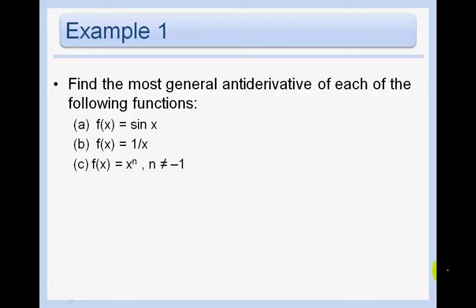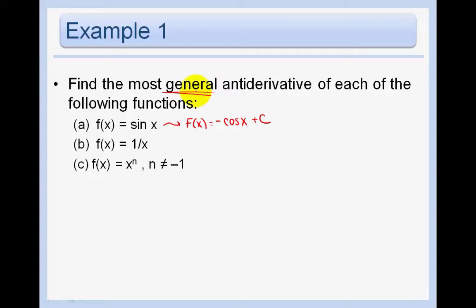Find the most general antiderivative of each of the following functions. So you just want to ask yourself, what function's derivative is sine? Well, you know the derivative of cosine is negative sine. So if we want to take the antiderivative, we better say negative cosine x. And don't forget plus c to get the general solution.